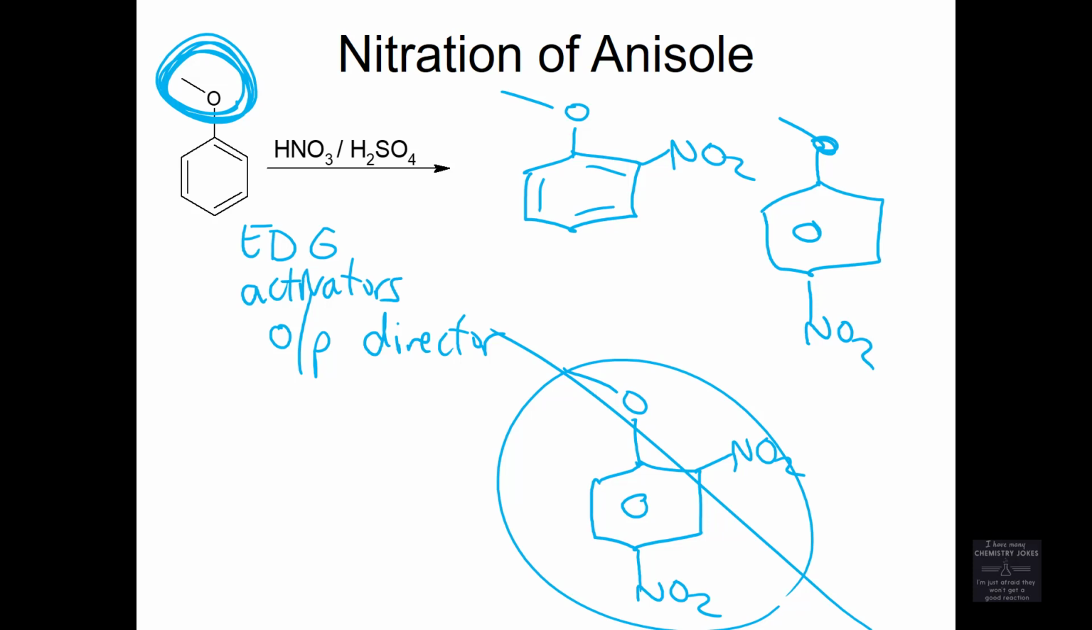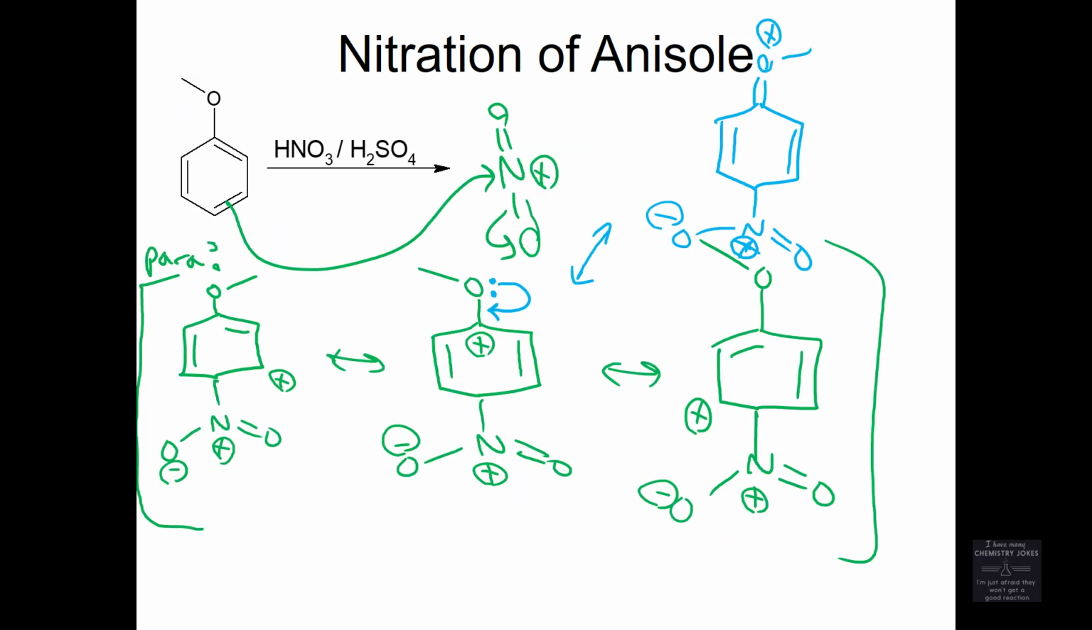When we nitrated toluene, we made ortho and para. When we nitrated anisole, we made ortho and para. Which one nitrates faster? Anisole nitrates faster than toluene. Why? Why does anisole nitrate faster than toluene? Because anisole had extra resonance where everybody had a full octet.